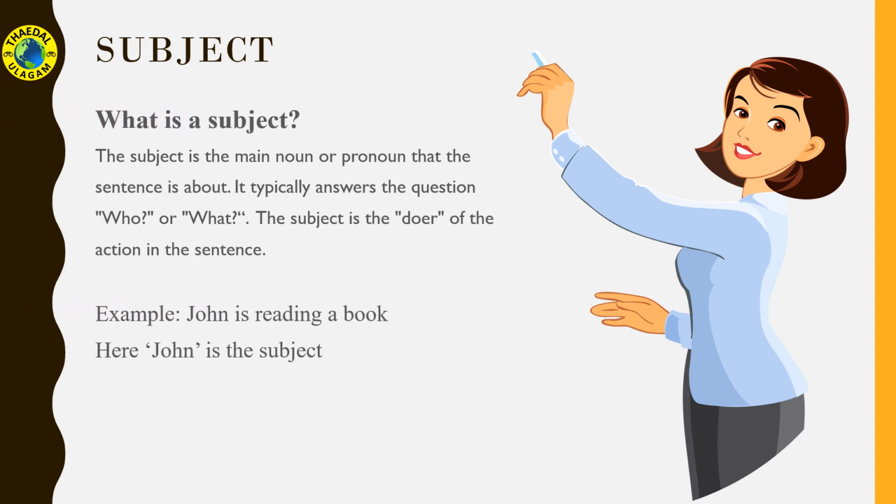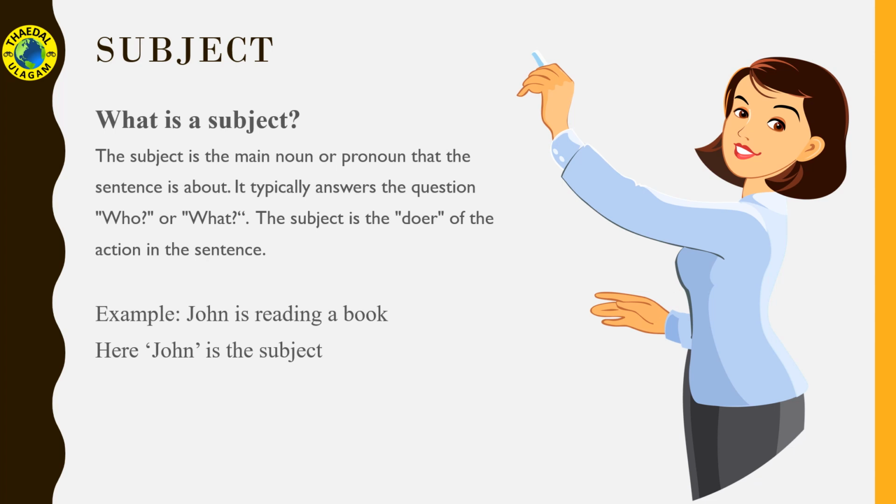What is a subject in a sentence? The subject is the main noun or pronoun that the sentence is about. It typically answers the question, who or what. The subject is the doer of the action in the sentence.